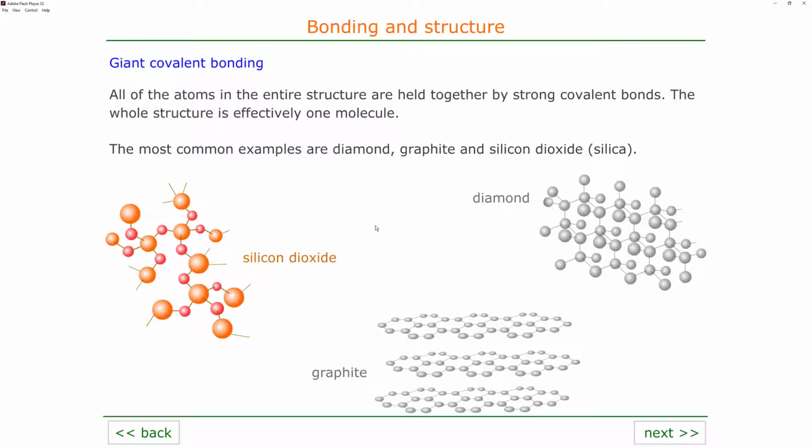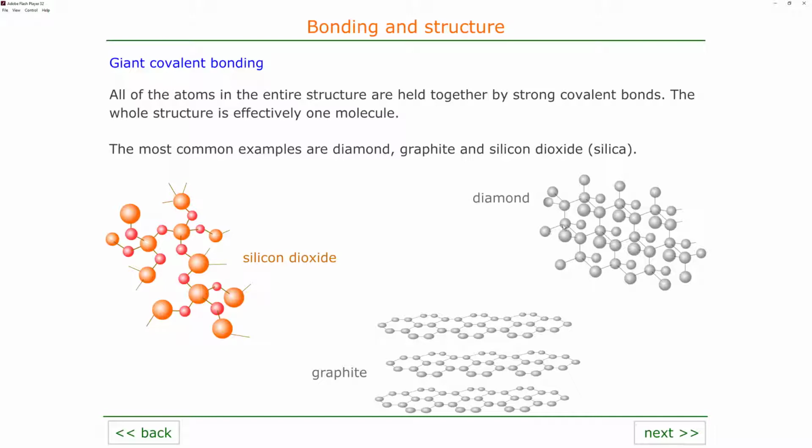Now, occasionally we have covalent bonding which is continuous. It goes from atom to atom to atom to atom, and it never seems to stop. In fact, it only stops when it runs out of atoms. The most common examples are diamond, graphite, and silicon dioxide. Silicon dioxide is a compound, obviously, and diamond and graphite are both elements.